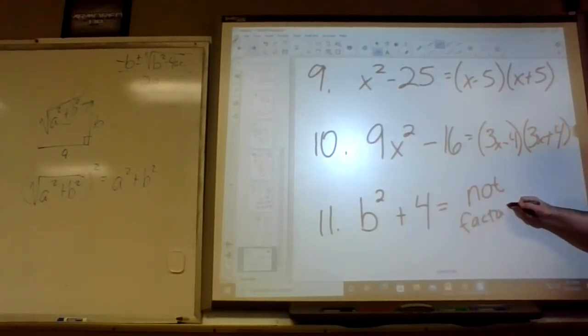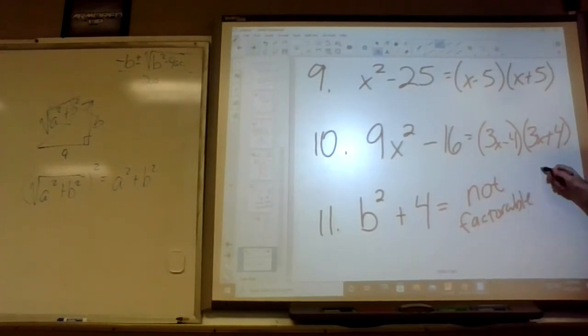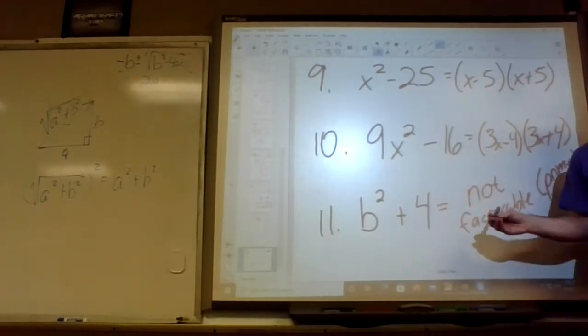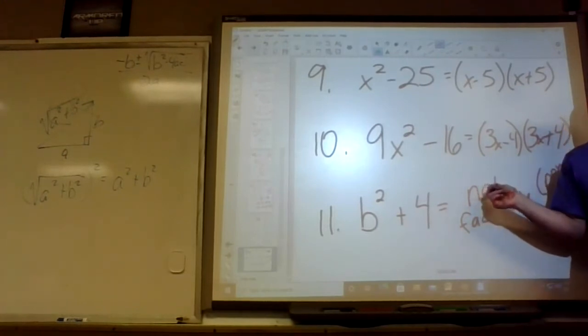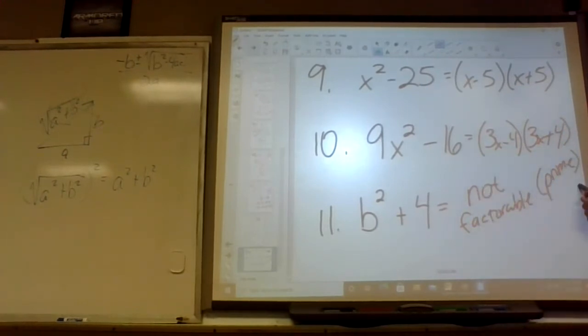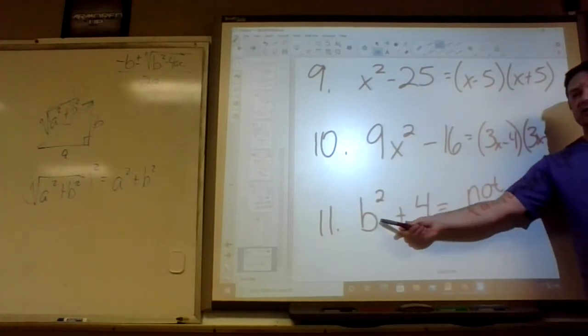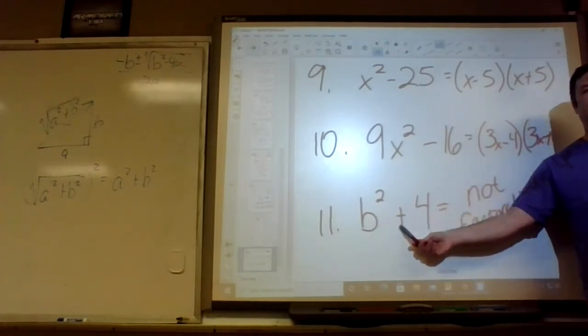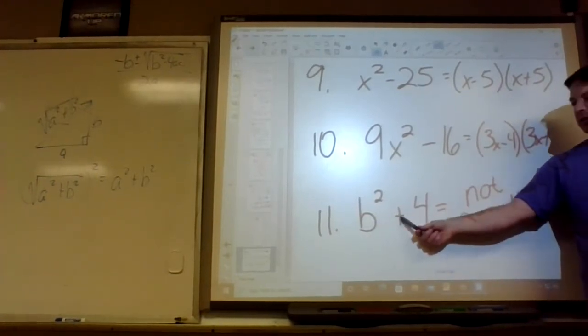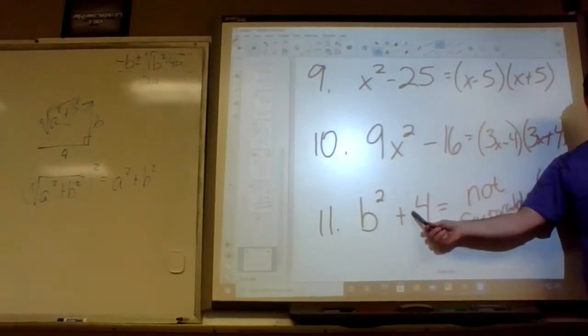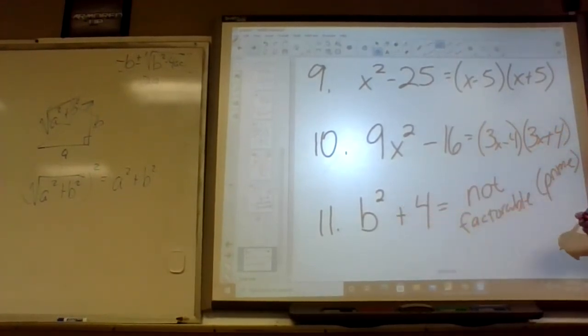What? Why? This is not a curveball, this is a fastball. Why doesn't it factor? Why is it prime? Because you can't do a negative and a positive. Okay, it's not a square minus a square. You have to have a minus in there, or it doesn't work. Okay, so 11, yeah, that's a trick question.